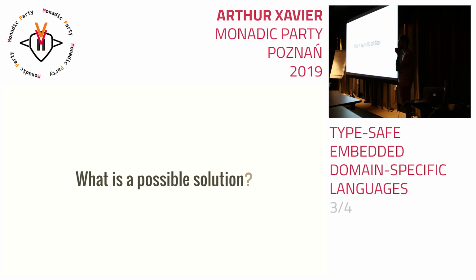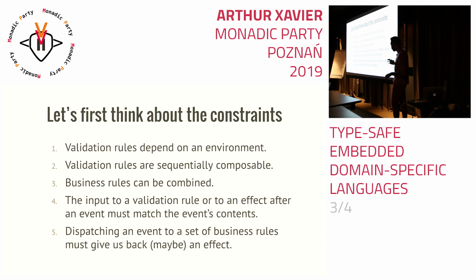So what is a possible solution for this? It's a lot of stuff going on probably. So how exactly can we start thinking about a solution for this? A good idea is firstly to think about our constraints, right? Enumerate them like this. So first of all, validation rules depend on an environment. We have seen that. It depends on whether the user is currently authenticated or not. Validation rules are sequentially composable.